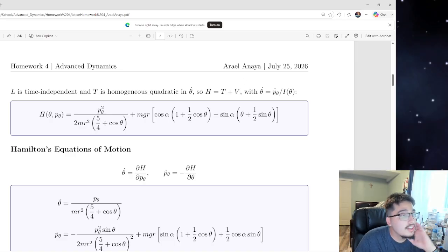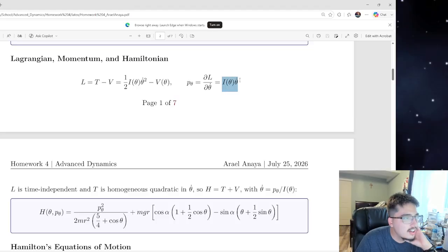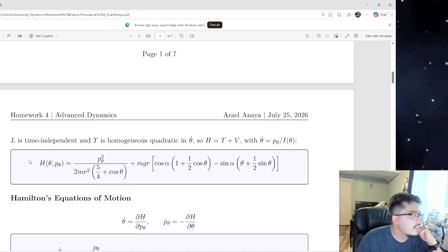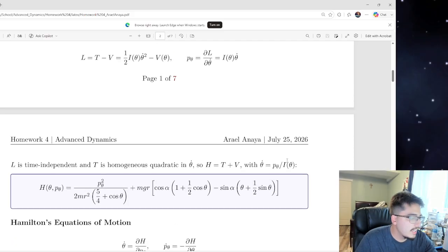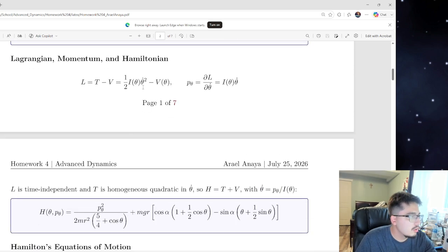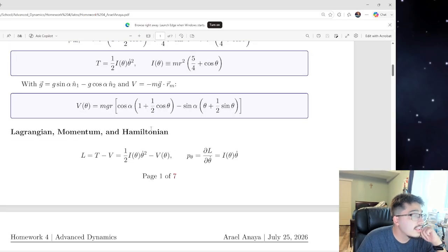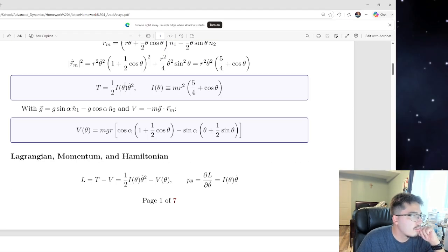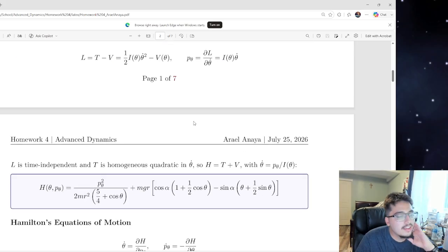Then I also found it useful to take this p theta equation and rewrite it to solve for theta dot, because later when we take the Hamiltonian, it makes it easier to plug in that p theta and have that term in there. In this case, we can see from the Lagrangian that it is time independent. There's no t anywhere. And the kinetic energy was a homogeneous quadratic, it just has this theta dot squared term. So we can use the H equals T plus V simplification.